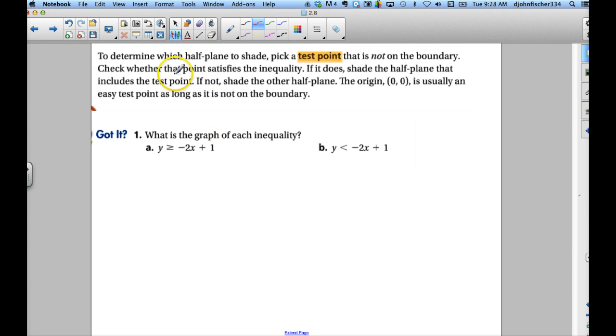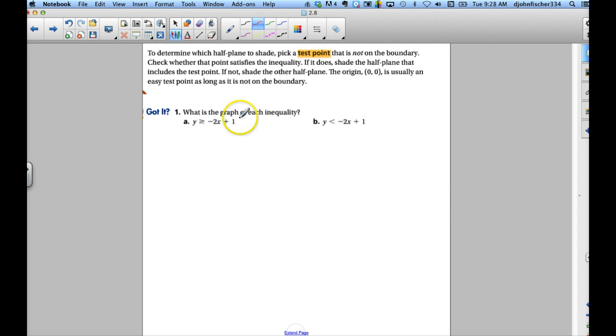Well, first, to determine which half plane is shaded, we pick a test point that is not on the boundary. Check whether that point satisfies the inequality. If it does, shade that half of the plane that includes the test point. If not, shade the other half of the plane. The origin 0, 0 is usually the easiest test point. So we're going to graph these like we did before. Let's just take this first one. Here's my first graph.